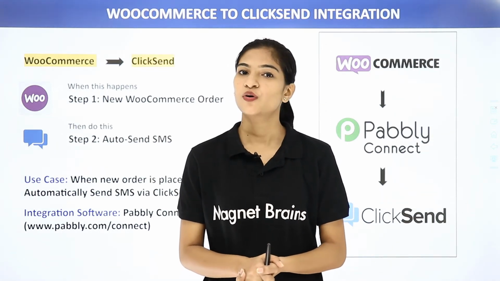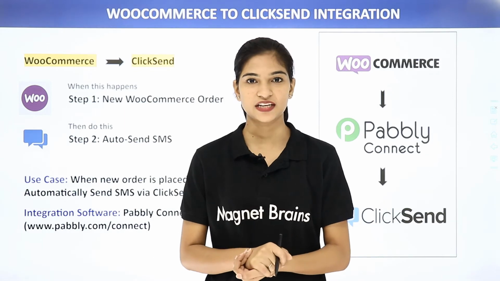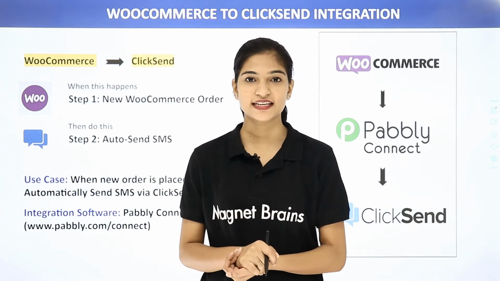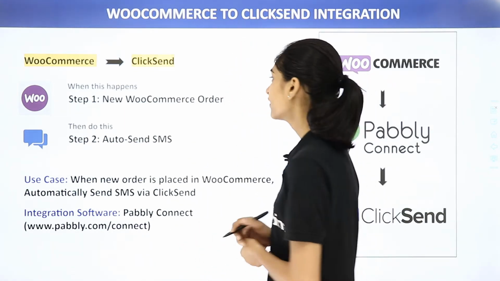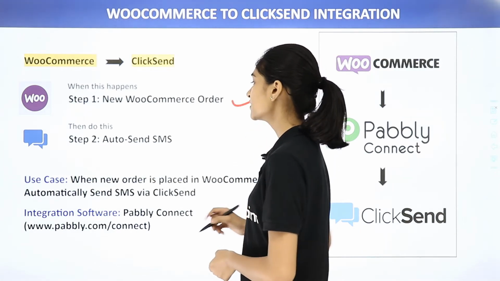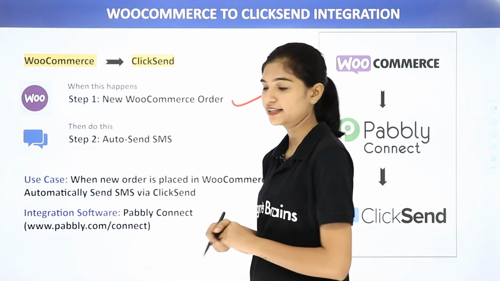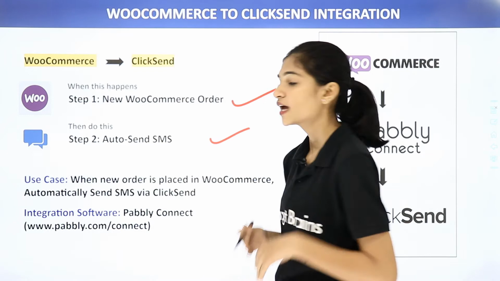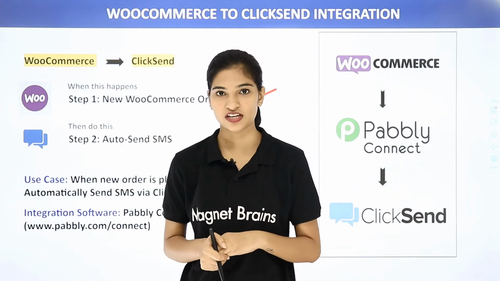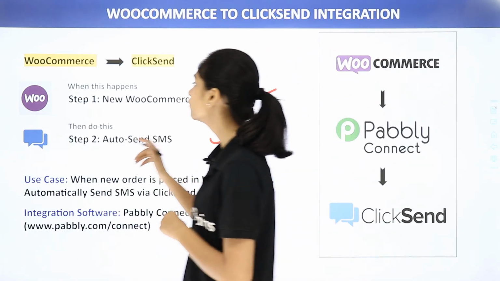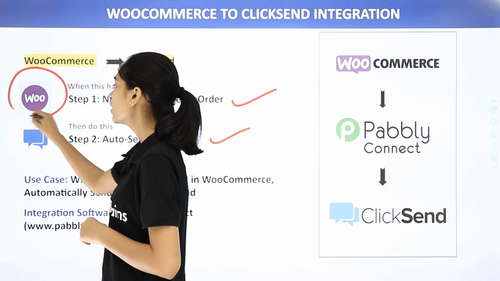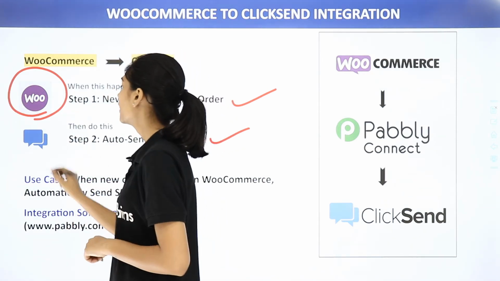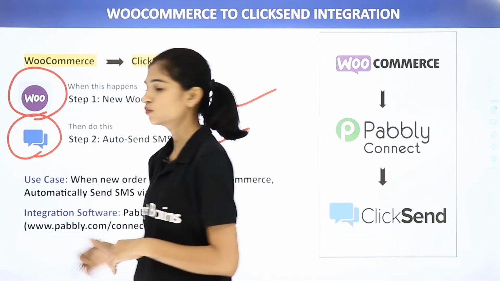Today in this video, we are going to integrate two software applications, WooCommerce and ClickSend. So the use case here is, whenever there is a new order in WooCommerce, we want to send SMS automatically in ClickSend. First, let us know what these two software applications are all about. WooCommerce is a software application where you can set up your online store, whereas ClickSend is a messaging tool.